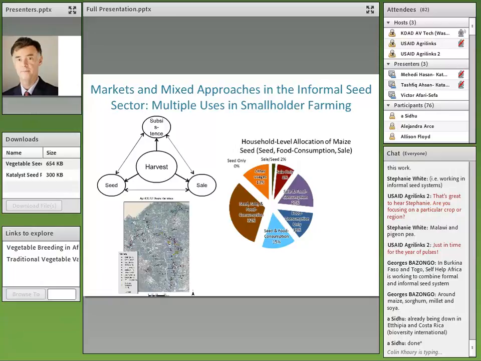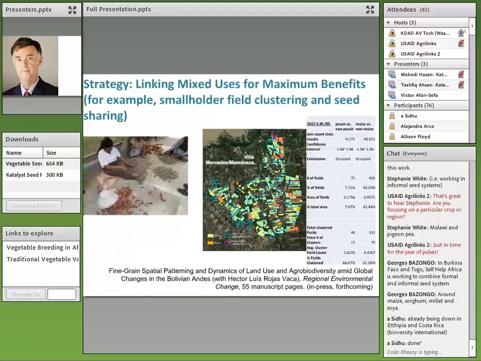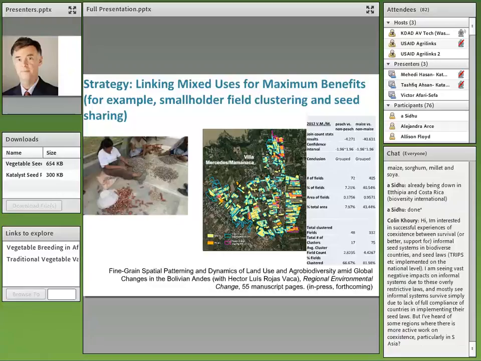Strategy-wise, the example I'll give is of maize. I tend to work with staple crops. You've seen the potatoes. I work with maize, I work with wheat, I worked with rice. This is looking at market sales, but also local seed exchange, using remote sensing and geographic information systems. We're looking at a smallholder landscape where the fields cluster. Farmers, to coordinate water use and for other reasons, tend to grow maize fields next to each other, and then they share seed. That's what we call a spatial externality, but a positive spatial externality.